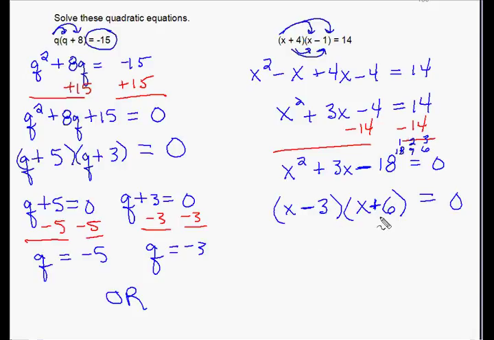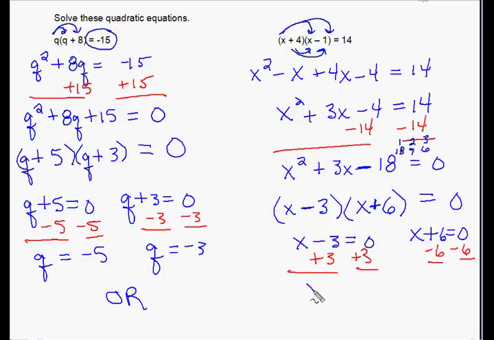Now that it's factored and it's equal to 0, then that means one of these factors, either this x minus 3 has to equal 0 or this x plus 6 equals 0. And then solving these equations, we can add 3 to both sides of this equation, and we can add a negative 6 to both sides of that equation. So our final answer for this equation is x is equal to 3 or x is equal to negative 6. So two different possibilities.